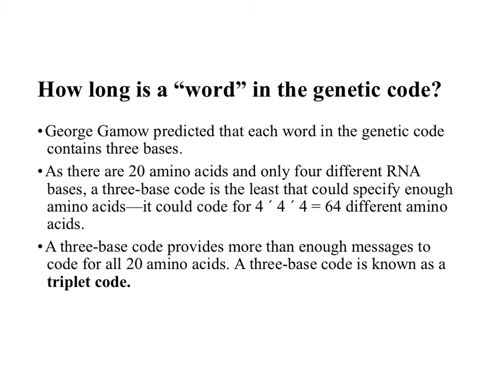The short story of how he figured out it's 3 bases: we know that there are 20 amino acids, and the smallest number of bases that could make up at least 20 different codes had to be 3 letters. His math is that there are 4 letters, A, U, C, and G. If you have 3 letters in a code sequence, 4 times 4 times 4 equals 64. So 64 options is enough to code for 20 amino acids. Since this code consists of 3 bases, it's called a triplet code. Triplet means 3.